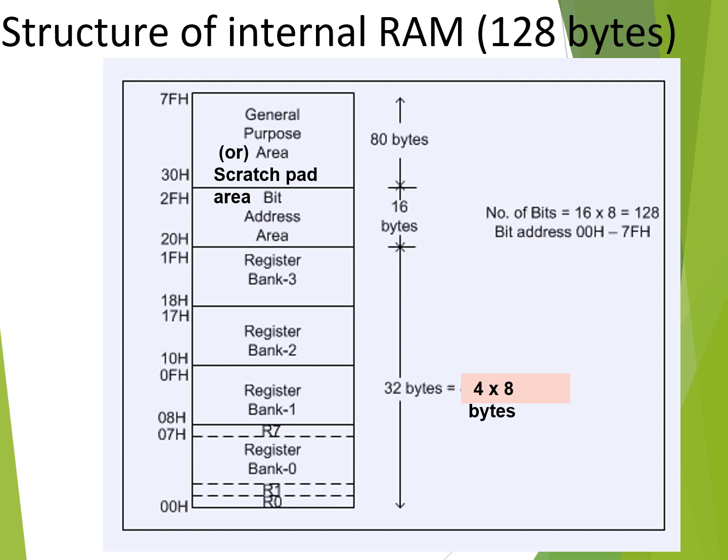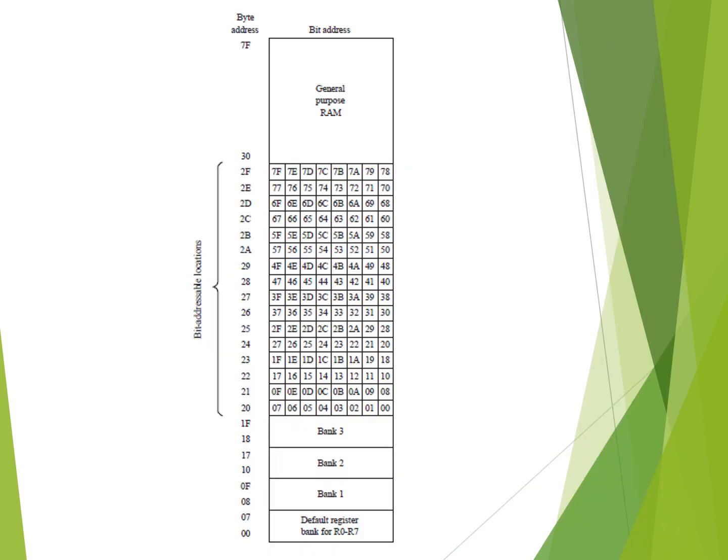The next is 16 bytes, starting from address 20 to 2F, which is a bit addressable area, which means location 20 is 8 bits. Each bit in that location can be accessed individually. The next 80 bytes is the general purpose area, starting from address 30 to 7F. This image shows clearly the bit addressable area, which ranges between addresses 20 to 2F. Each location is 8 bits, and every bit is given a bit position, so each and every bit can be accessed individually.